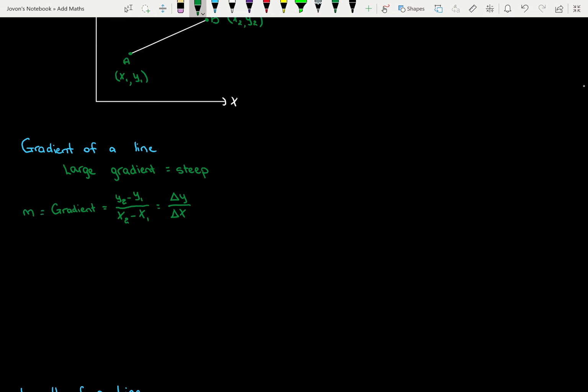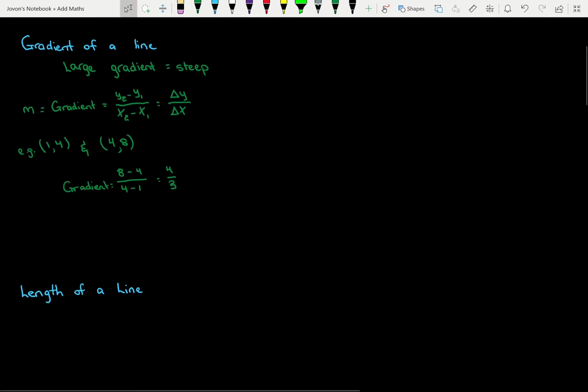For example, let's say we have coordinates 1, 4, and 4, 8, okay? Therefore, the gradient of the line connecting these 2 points would be, let this here be y2, 8 minus 4 all over 4 minus 1, which is equal to 4 divided by 3. So this line has a gradient of 4 over 3.